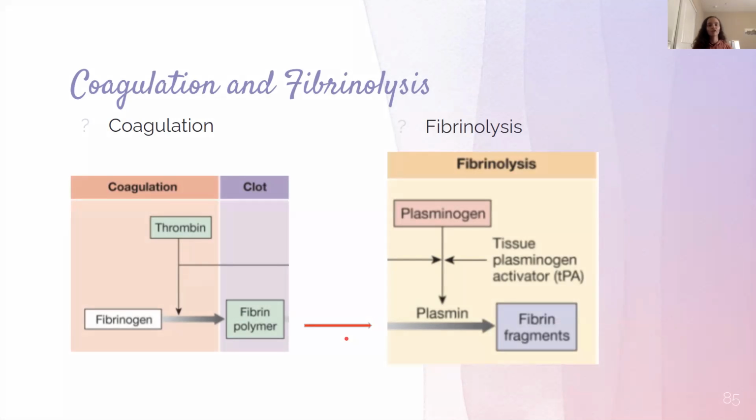So coagulation and fibrinolysis. Coagulation is essentially clot formation. What happens is fibrinogen is the inactive form of fibrin, and fibrin is what will form the blood clot. Fibrinogen gets activated into the fibrin polymer by thrombin, which is another protein. And once the clot forms and the injury heals, fibrinolysis is what degrades these fibrin polymers. So we have fibrin polymers being broken down by plasmin into fibrin fragments.